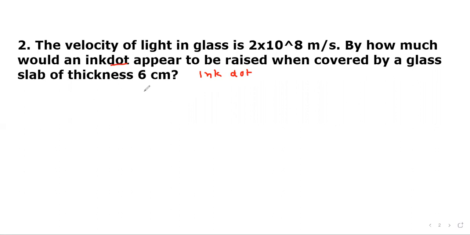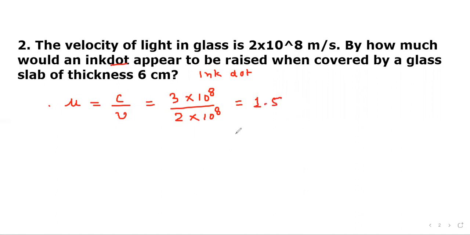So here we have to find out the refractive index of the glass. Mu is given by C upon V, and we know that C is 3 into 10 to the power 8 meter per second, and here the velocity in glass is given as 2 into 10 power 8, from where we get mu equal to 1.5.